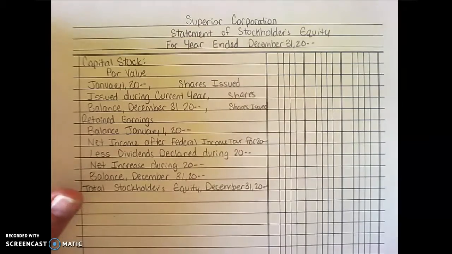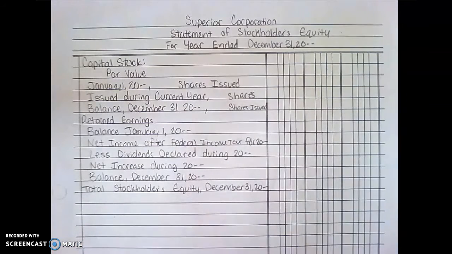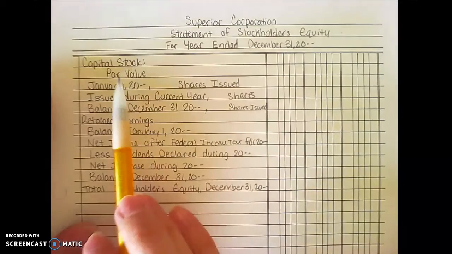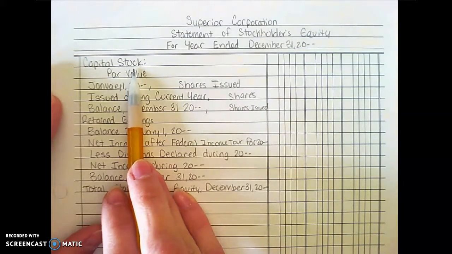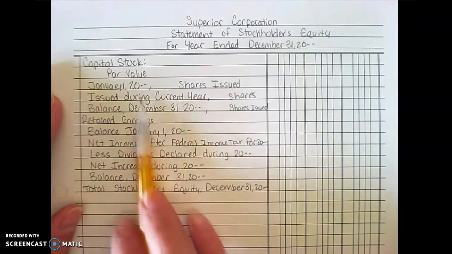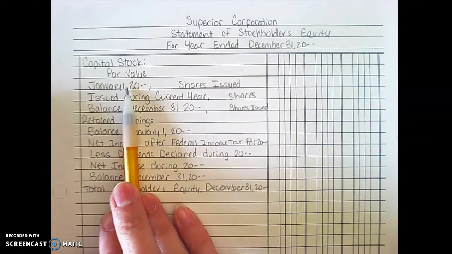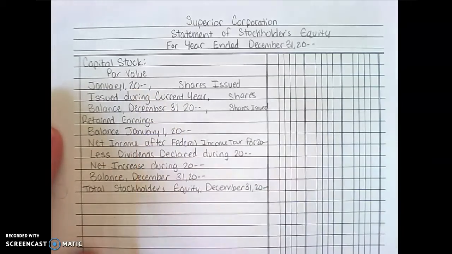So first of all, we have our title, Superior Corporation. This is a statement of stockholders' equity, and this is for the year ended December 31st, 2000, whatever year it is. So to begin with this, we will write capital stock with a colon after it. That is our first section. Our next section will be retained earnings, and then we'll have our total stockholders' equity. So first thing we'll write is capital stock, and then we need to find the par value. And this is in our instructions. It says the par value is $10 per share.